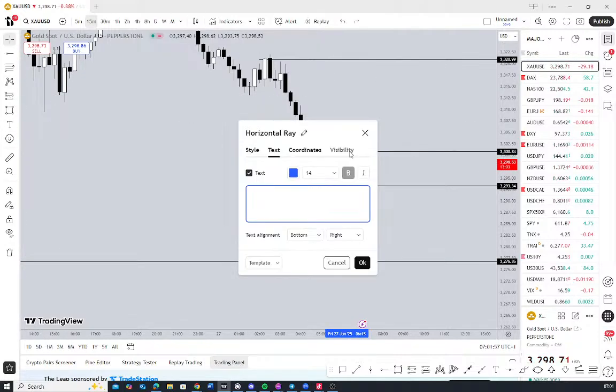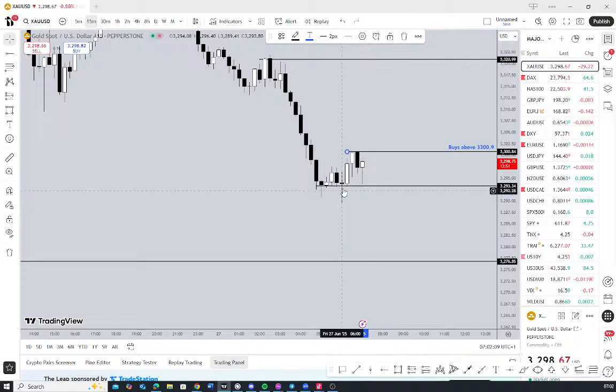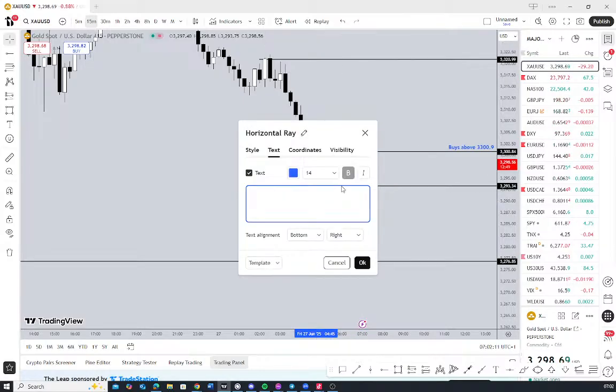I just need to wait 15 minutes. Buys above 3300.9, and I will trade this as a breakout both ways. Sells below 3293.2.